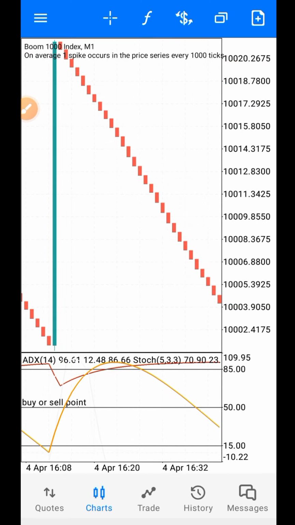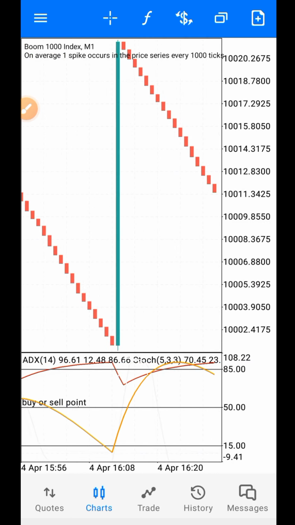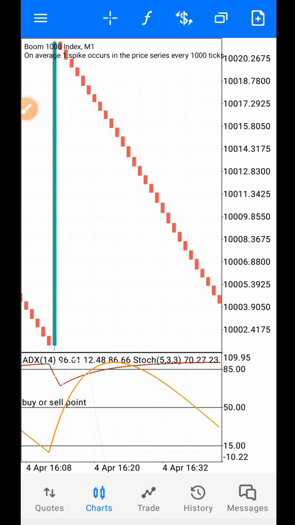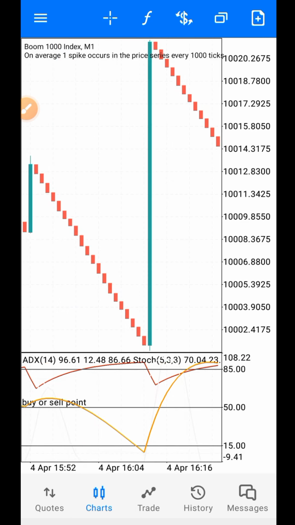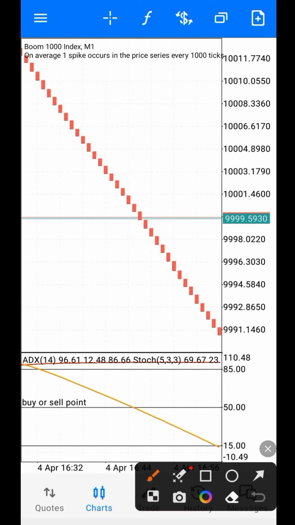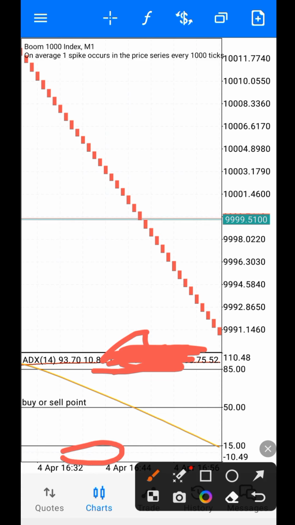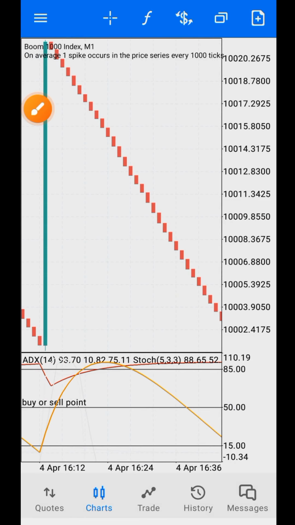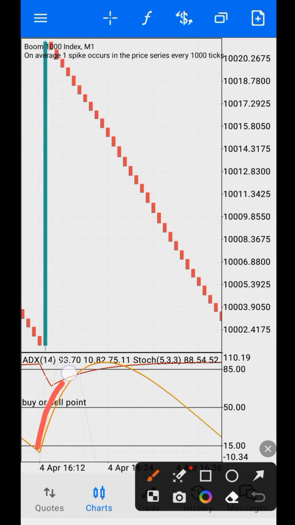You understand? So how do we make use of this indicator? There is something I want to explain first. The ADX indicator tells us the strength of a trend, while the stochastic oscillator gives us the overbought and oversold regions. Anytime the market comes to this 85 to 100, it means the market is overbought, and anytime it comes below this 15 level, it tells us that the market is oversold.